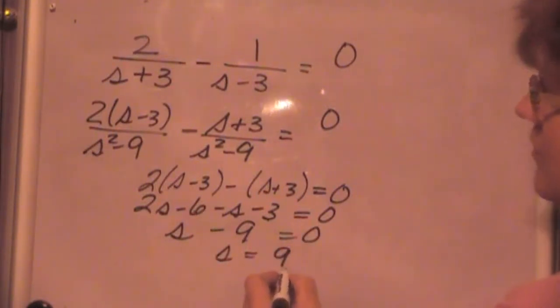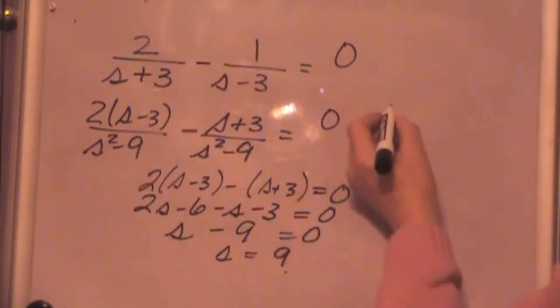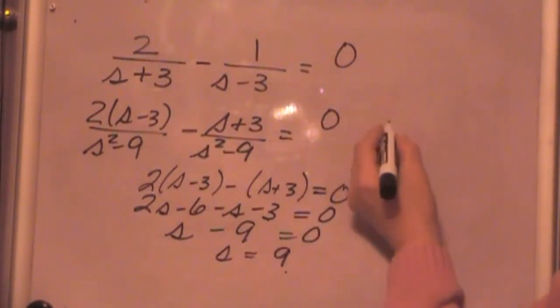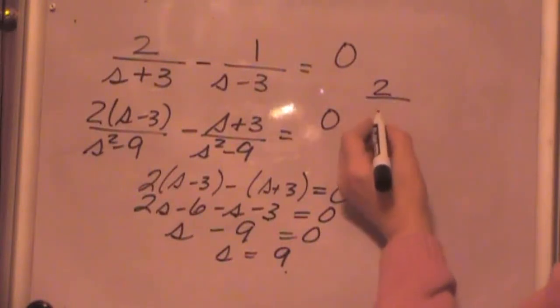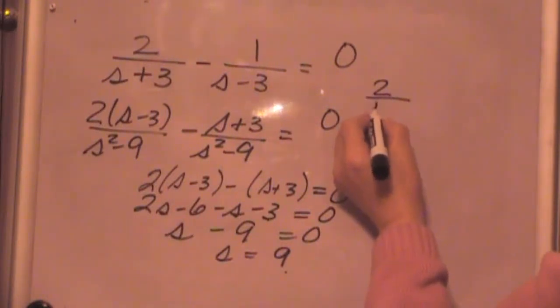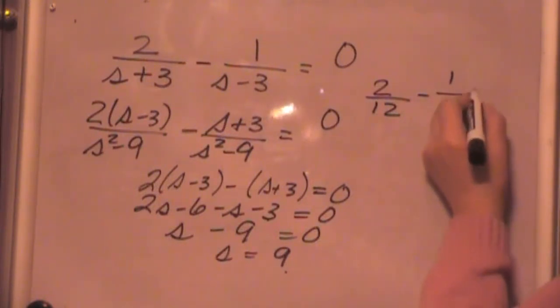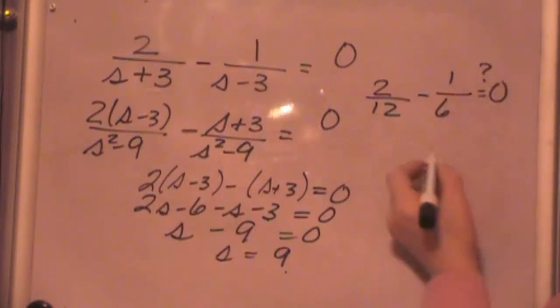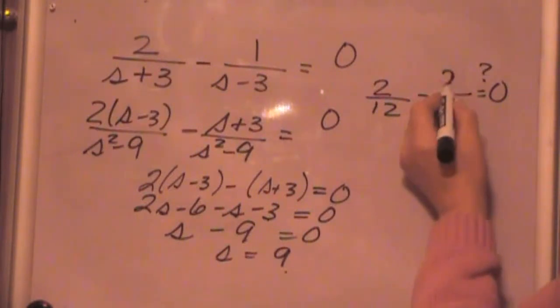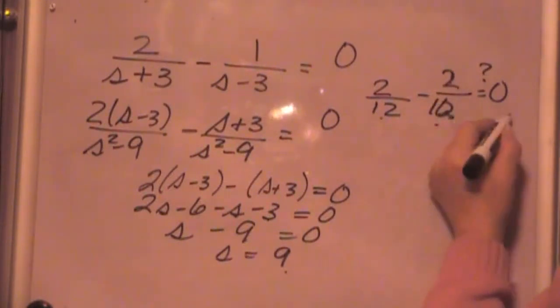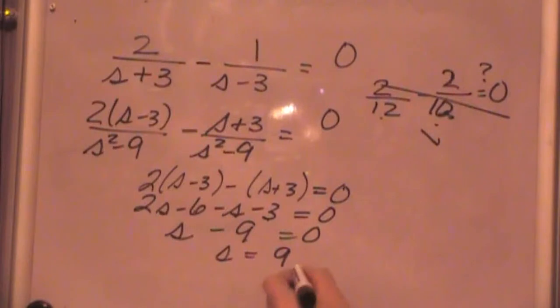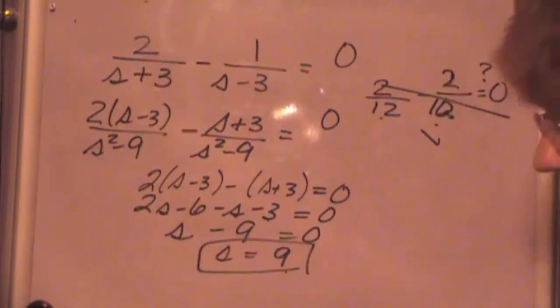I only got one root, checking it to make sure it's not an extraneous root, which I don't think it is. So I get 2 over 9 plus 3 is 12, minus 1 over 6 equals 0. And yes, if I multiply this, I get 2/12. So 2/12 minus 2/12, and it works. So 9 is the root for that.